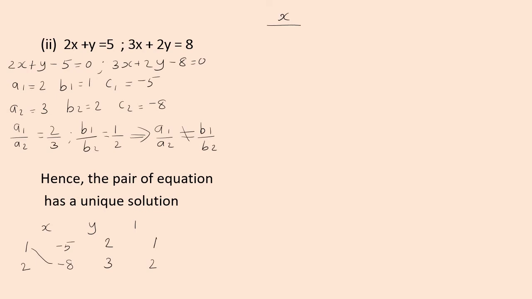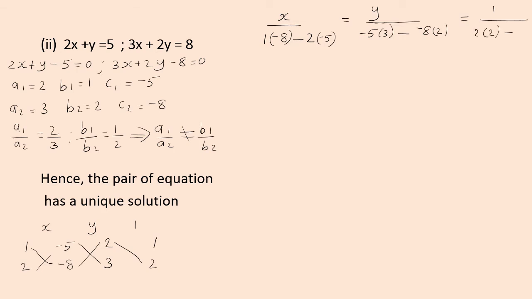Now b1 c2, that is 1 multiplied by minus 8, minus b2 c1, that is 2 multiplied by minus 5, equal to y upon c1 a2, that is minus 5 multiplied by 3, minus 8 multiplied by 2, equal to 1 upon a1 b2, that is 2 multiplied by 2, minus a2 b1, that is 3 multiplied by 1.